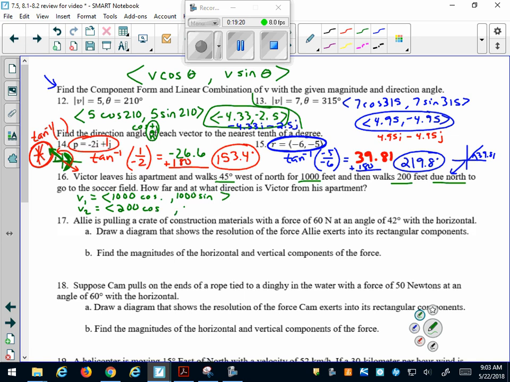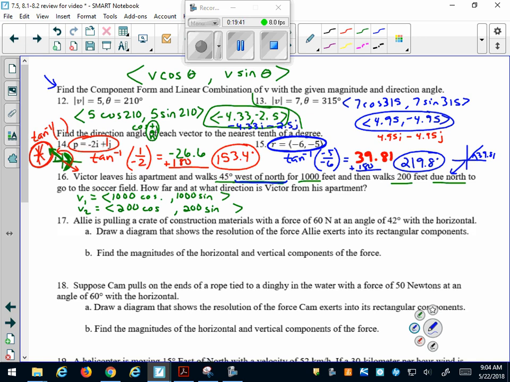Now, I'm leaving space for the degree measures here because I'm noticing that west of north is not from the horizontal. And whenever we plug in this cosine theta, our theta has to be from the horizontal. So I've got to think about this now.